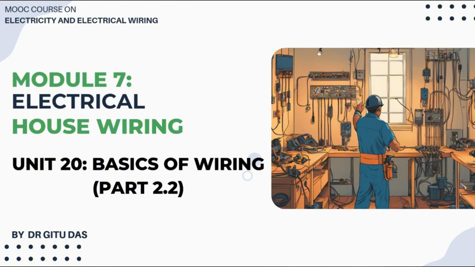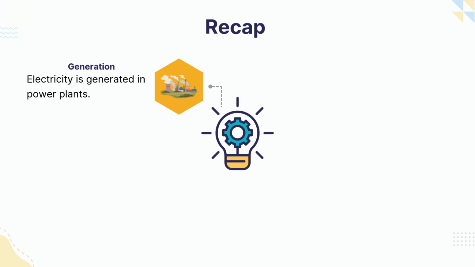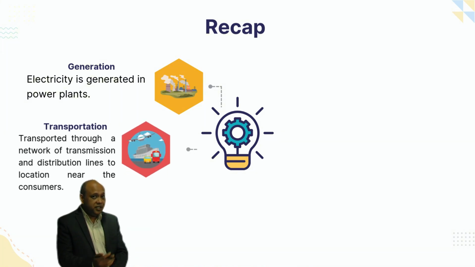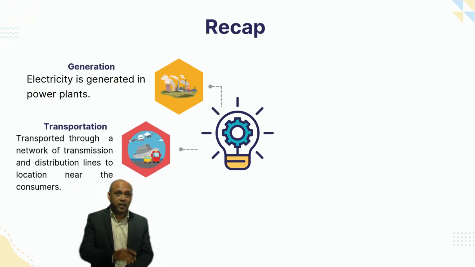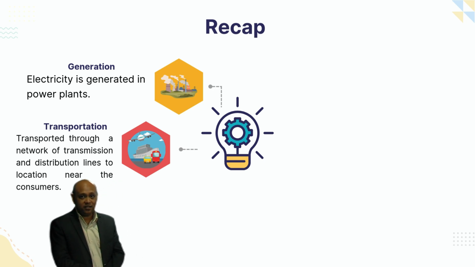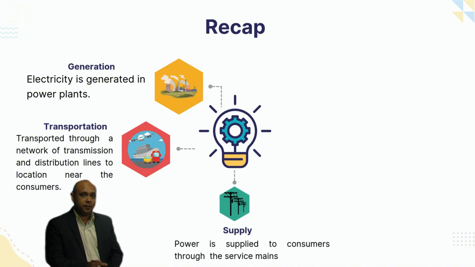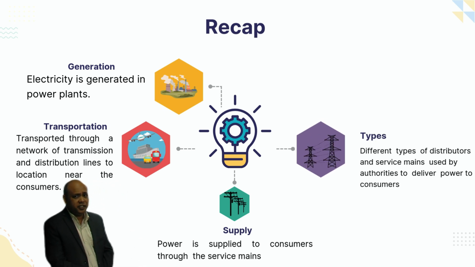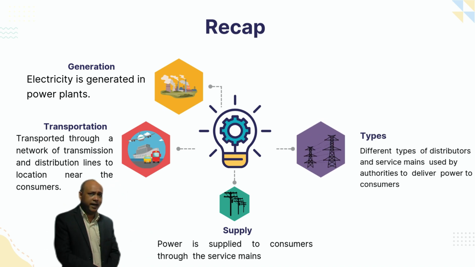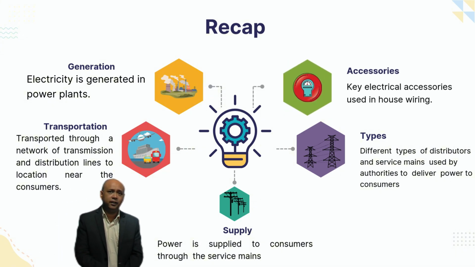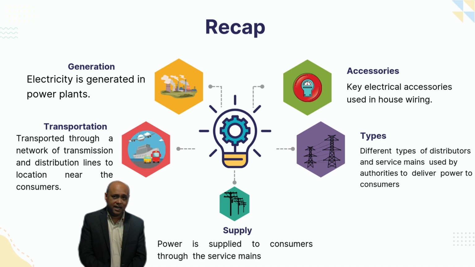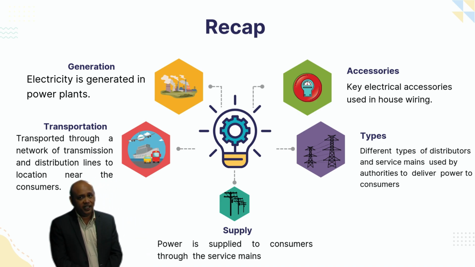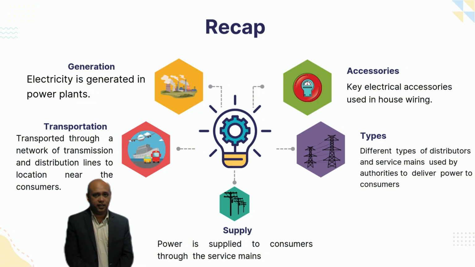In our first lecture, we learned that electricity is generated in power plants. The generated electricity is then transported through a network of transmission and distribution lines to locations near the consumers. From there, the power is supplied to consumers through the service mains. We discussed the different types of distributors and service mains used by authorities to deliver the power to consumers. Lastly, we explored some of the key electrical accessories used in house wiring.